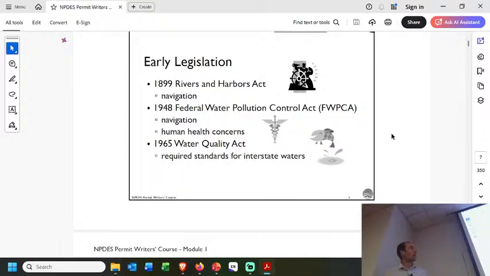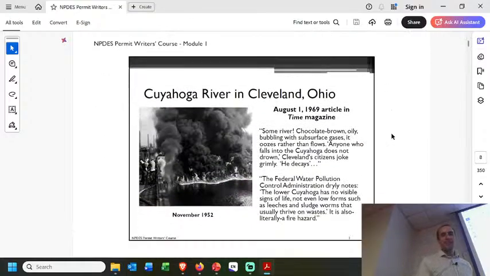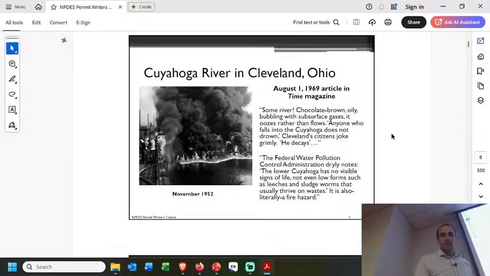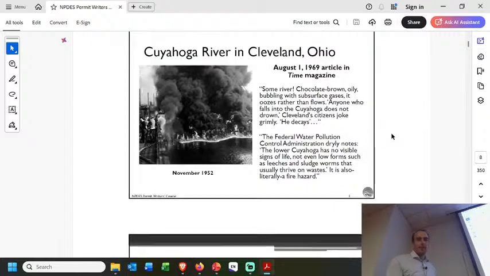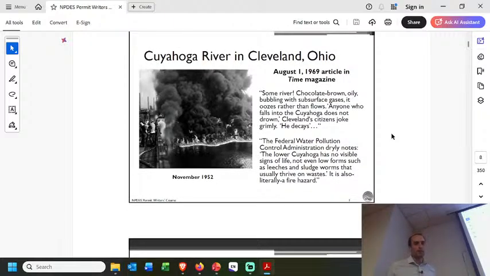1965 then was the Water Quality Act. That was requiring standards for interstate waters. So one state was complaining about the bad water quality from the other. I can only imagine Louisiana had to be one of them, receiving water from everybody else, the Mississippi, right? Of course, there's the Cuyahoga River. That quote, I think I shared this in the past: some river, chocolatey brown, oily, bubbling with subsurface gases, oozes rather than flows. Anyone that falls into it does not drown. The citizens joked grimly, he decays.